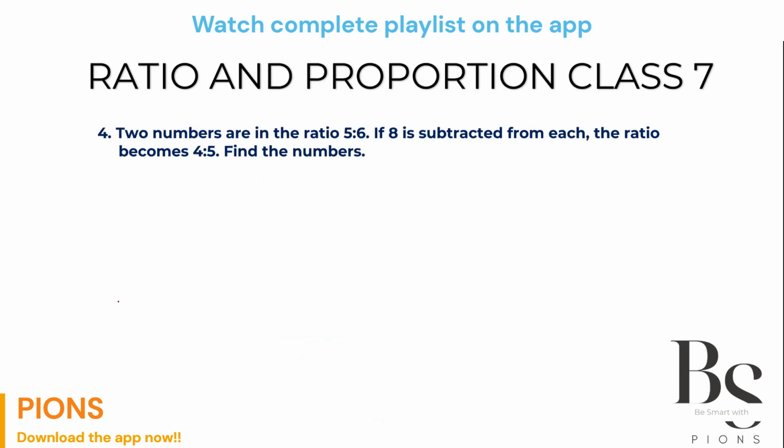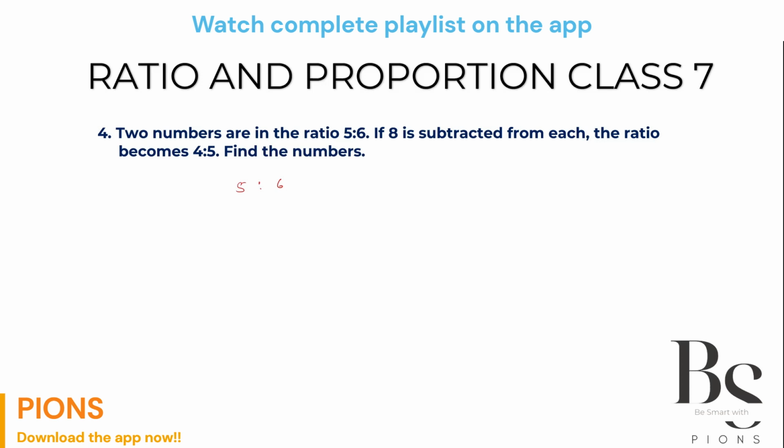Question number 4. Question 4 says, two numbers are in the ratio 5:6. If 8 is subtracted from each, the ratio becomes 4:5. Now that is quite important. So there are two numbers, they are in the ratio 5:6.